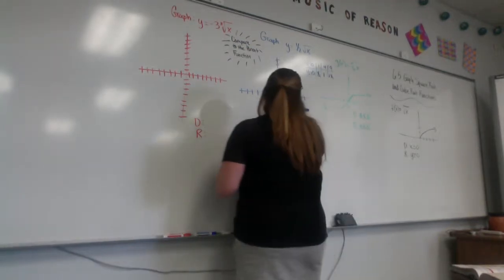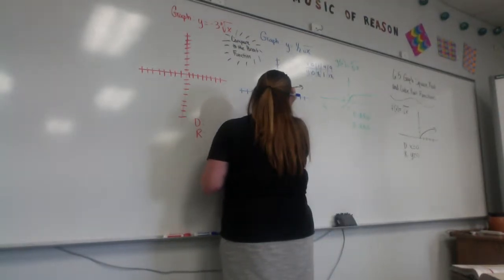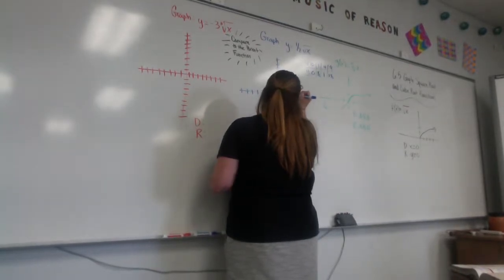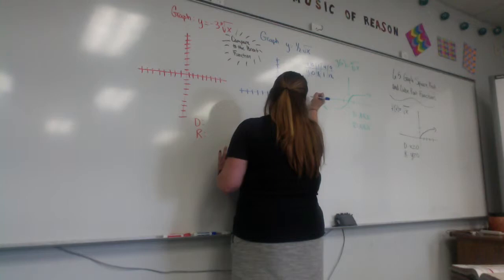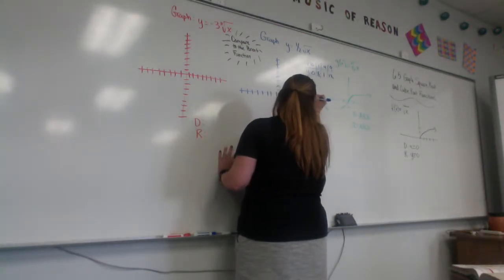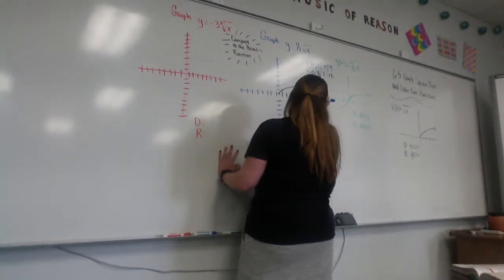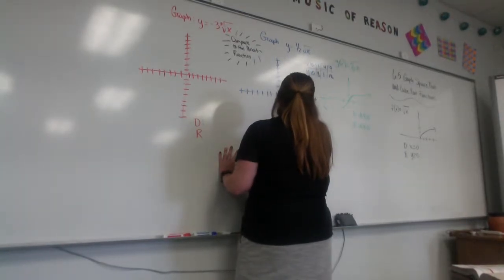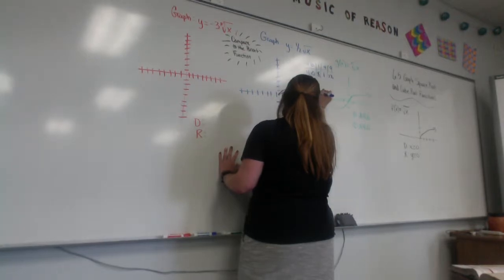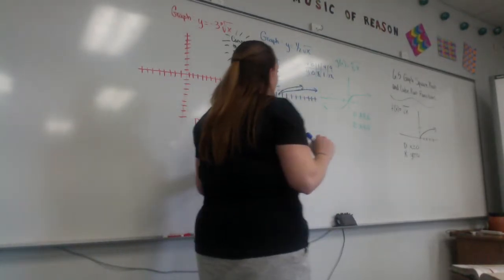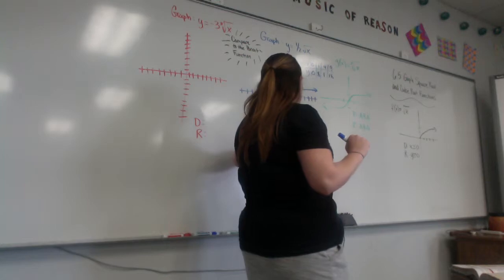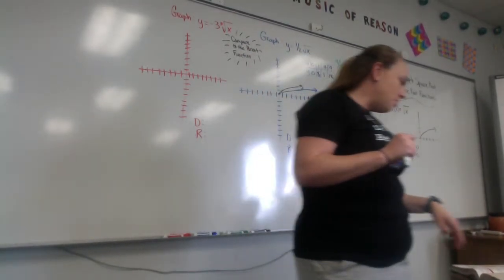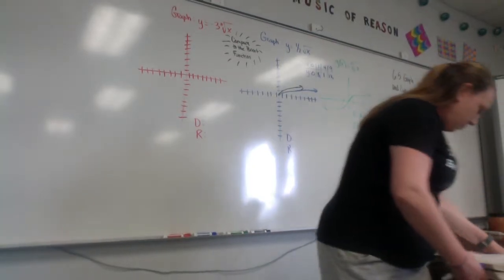So I plug in 1, I get a half out. I plug in 4, I get 1 out. I plug in 9, and I get 1.5 out. So do you see this graph in comparison to the other one? Now, I always have to state a domain and range. What's the domain of this function here? What's your domain? What x numbers can you plug in?